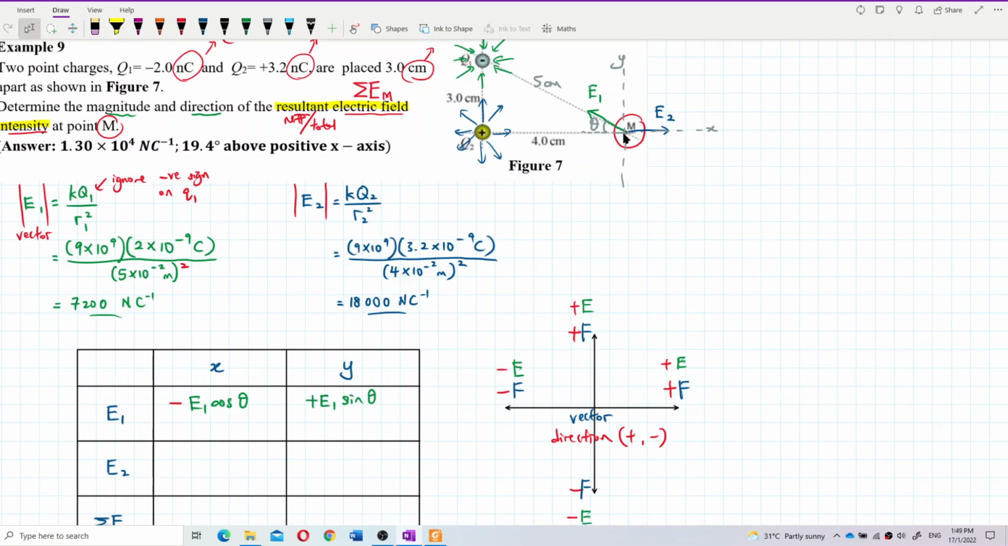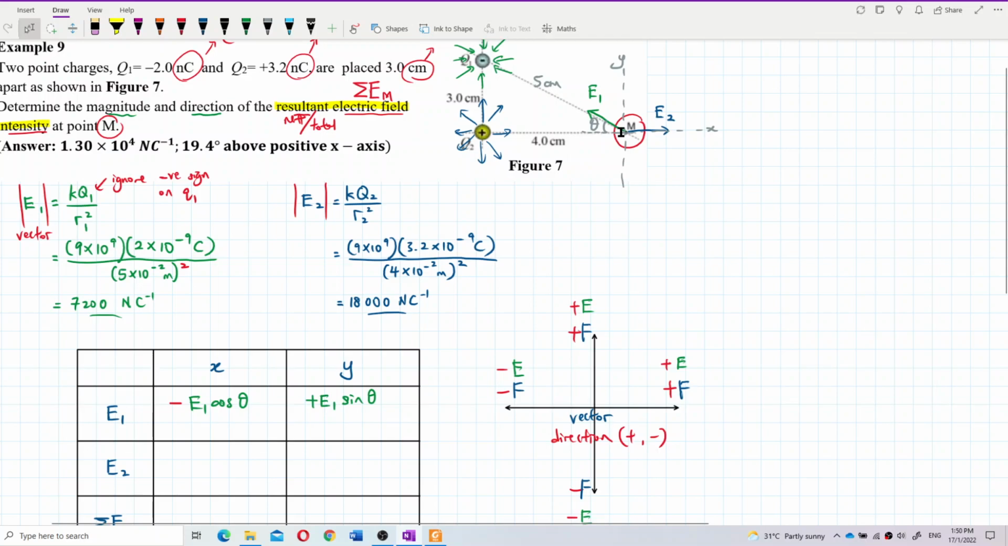Opposite to the angle is sine theta. So we need to know what cosine theta and sine theta are, right? We can use trigonometry to find out. For that theta, we have these 3 cm, 4 cm, and 5 cm.